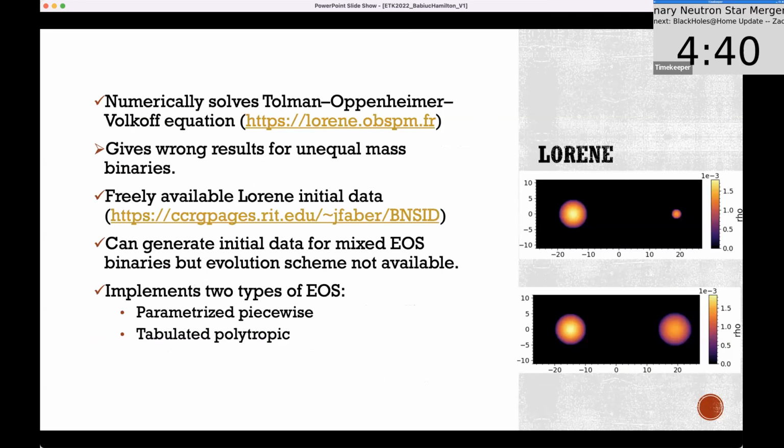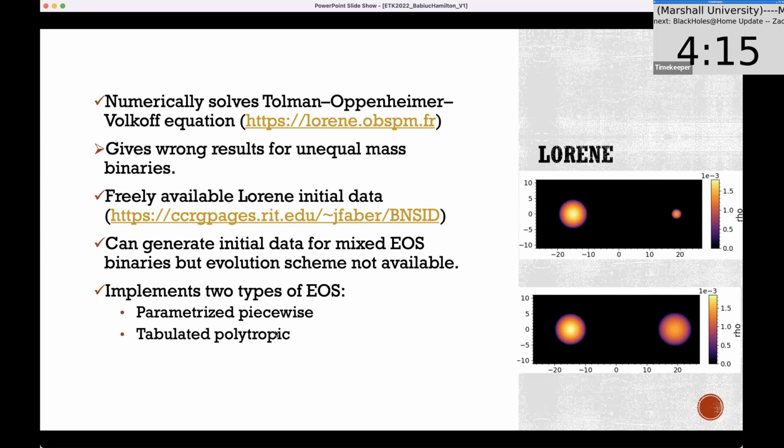Unfortunately, it gives wrong results for unequal mass binaries. So my intention is to simulate unequal mass binaries. But there is freely available Lorene initial data. And here you see on the right a comparison between the result given by Lorene for different mass ratio and by the one at this RIT link.